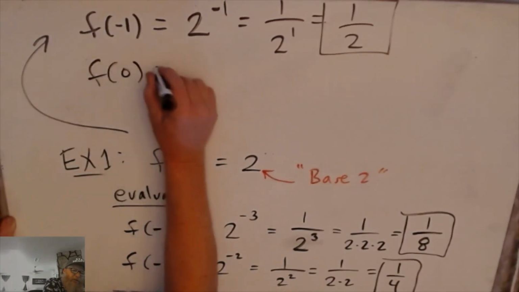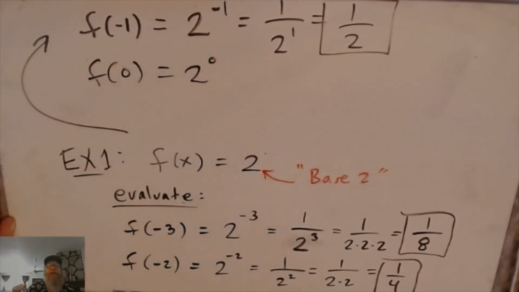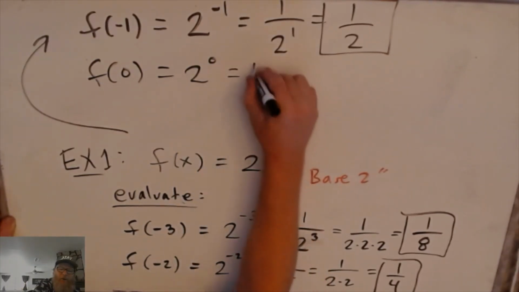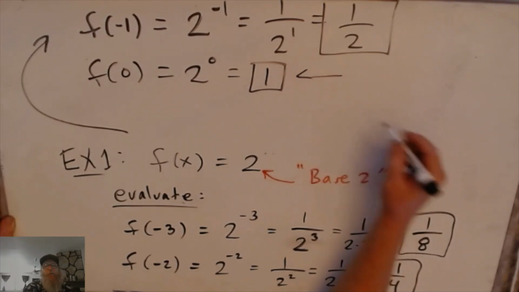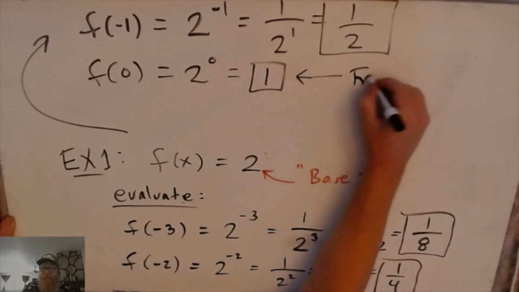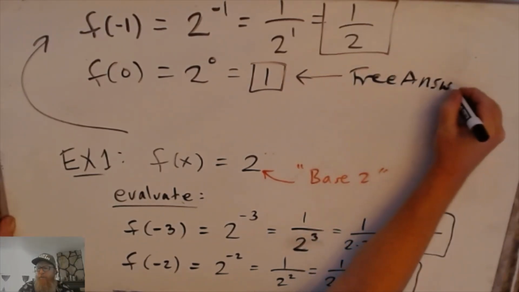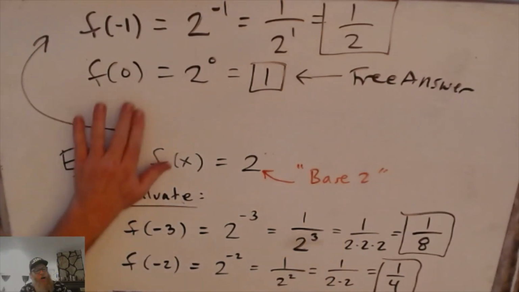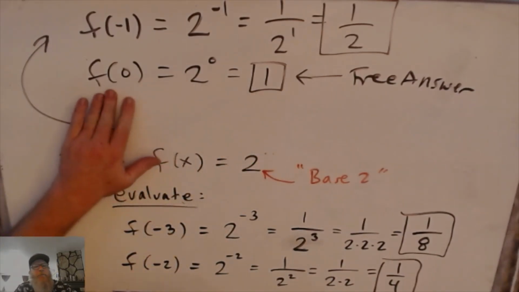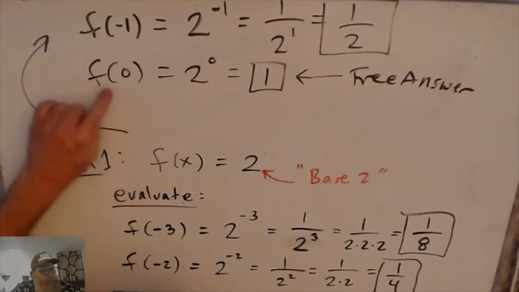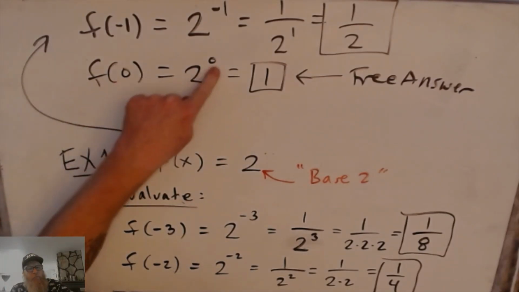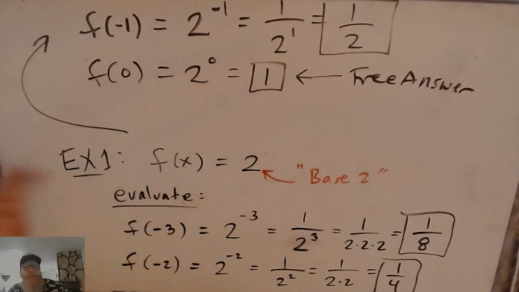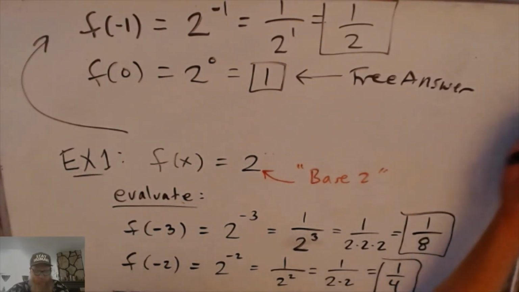Zero is a special case. Anything to the 0 power is automatically 1. That's a free answer if you know it. The most common mistake I get on this problem is probably exactly what you could imagine. You see a 0, you plug in 0, and then you accidentally type in 0. So just try to avoid that mistake.